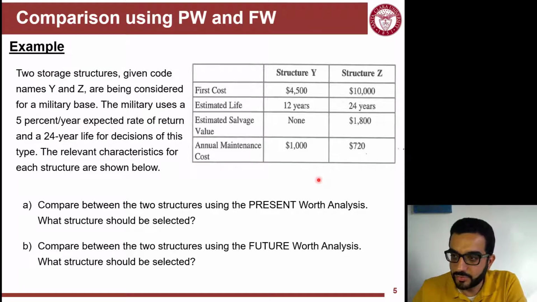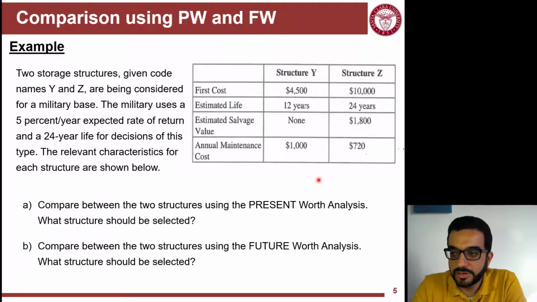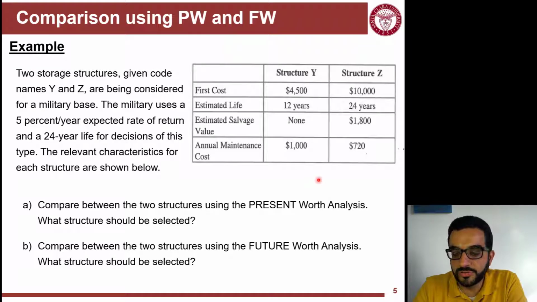So let's explain the use of both methods in this example. We have two types of structures. They have different first costs and different lifespans. Structure Y has no salvage value, meaning that if it reaches the end of life, I don't get any money out of it. But structure Z is a little expensive, but you get around $1,800 out of this structure when it's salvaged. And there is a maintenance cost every year also, with different values. So part A, we need to compare between the alternatives using present worth, and part B is using future worth.